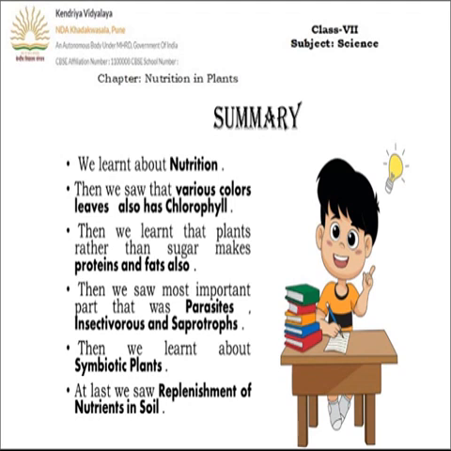Then we have seen some important types like parasites. Parasitic plants we have seen, where we saw the example of the Cuscuta plant. Parasites means the plants which get their food from other living plants. Then insectivorous plants, which are green in color but still they eat insects. They trap the insects because they want some extra nutrients from them. Then we have seen saprotrophic plants. Saprotrophic plants means the plants which get their food from other dead and decaying matter.